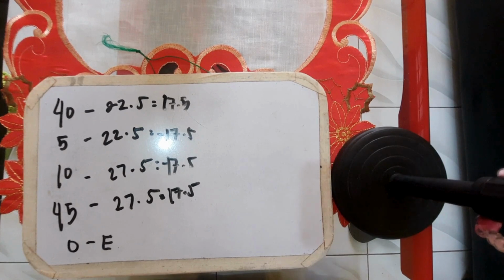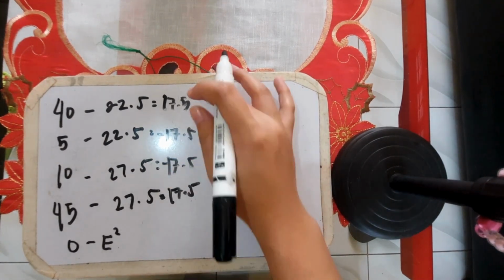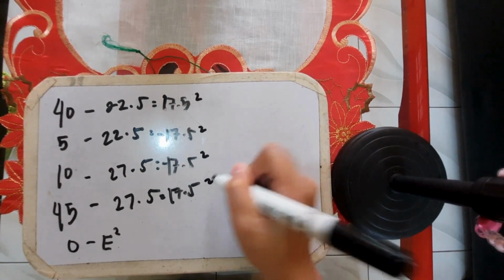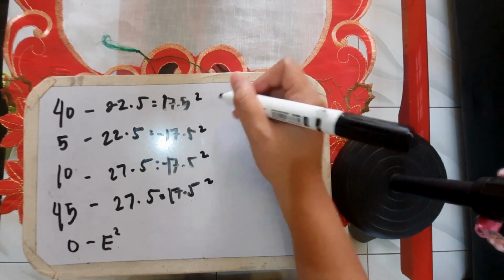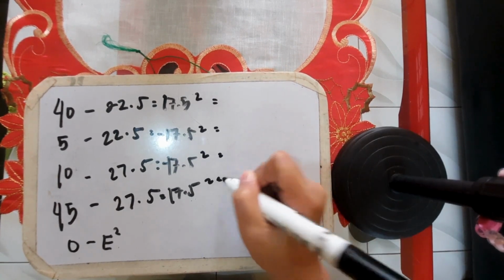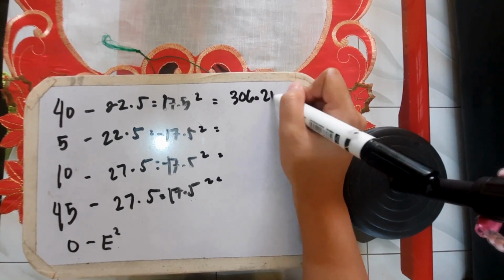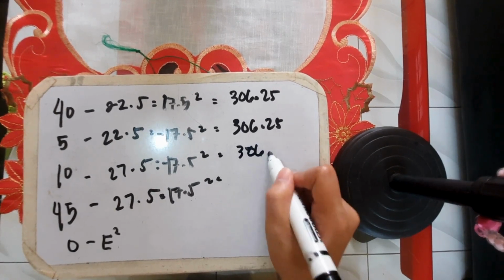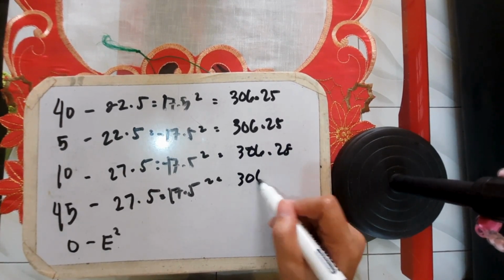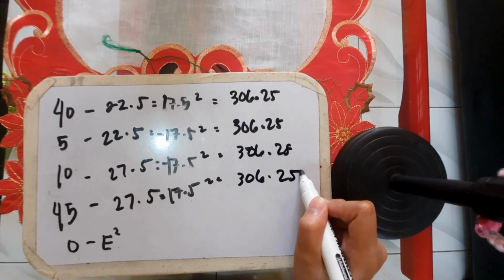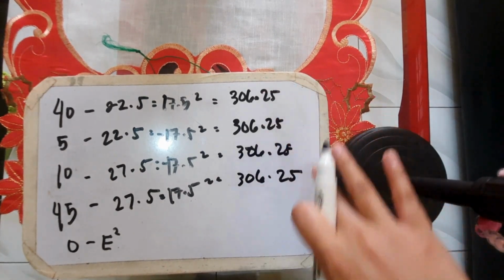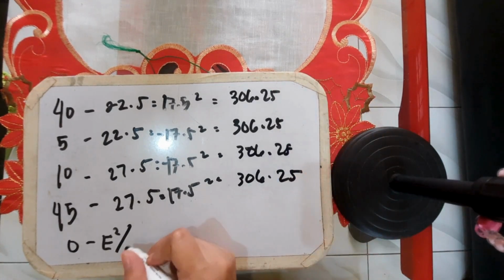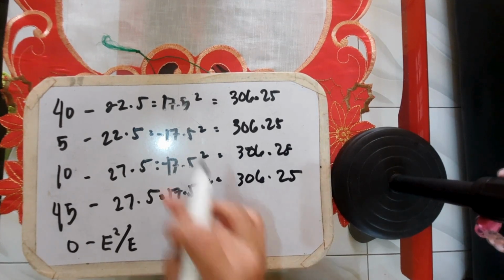The next step is squaring these values. So after we square them, we will have the total of 306.25 for each of the four values. So after getting the squared value, we will now divide this value with the expected value, which is this.